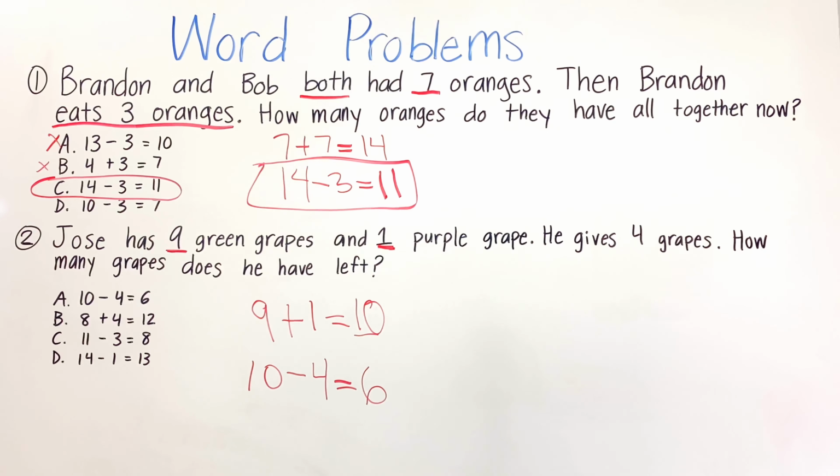A, B, C, or D. Okay? For number 2, we go with A, which is 10 minus 4 equals 6. Does that look like that? And if it is, then we circle it, and your answer is going to be A, 10 minus 4 equals 6.